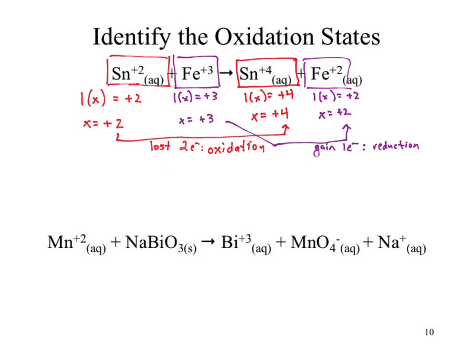The tin plus 2 caused the iron plus 3 to be reduced. Okay? Because of that, I can now refer to the tin plus 2 as an oxidizing agent. Means it's causing something else to be oxidized. Did tin cause iron to be oxidized? No, it caused iron to be reduced. So the tin was a reducing agent.